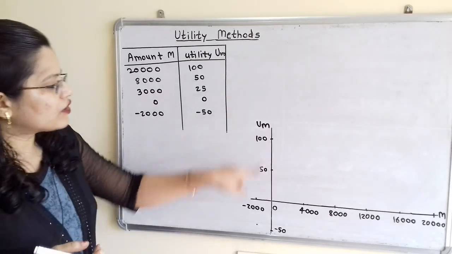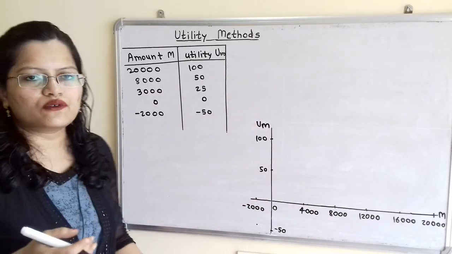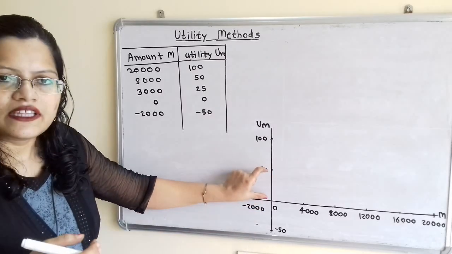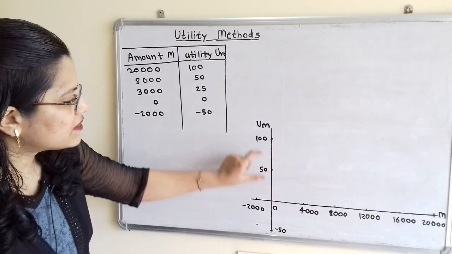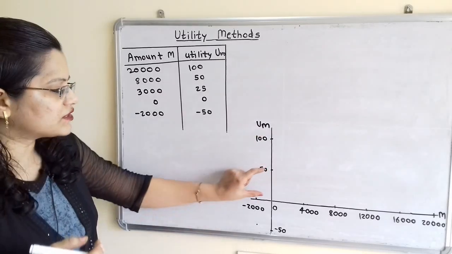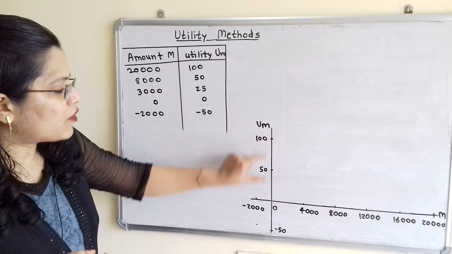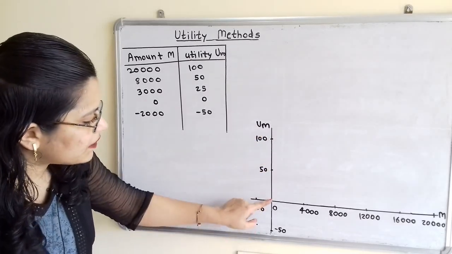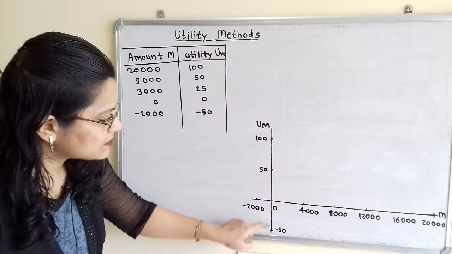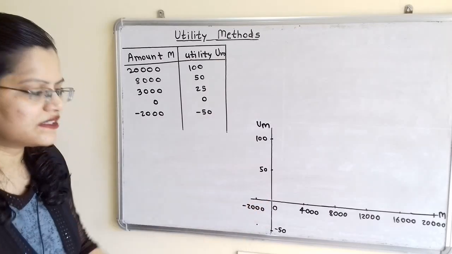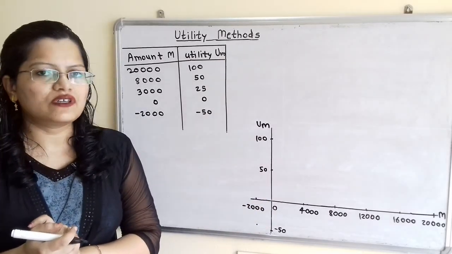Now in the same way on the vertical line also we have to plot the values. So from 0 to 50, if we take here the 4 centimeter, then for 50 to 100 we have to take here again 4 centimeter, because here the equal amount is there, that is 50 utility value. Then for minus 50 also we have to plot here, that is below this value 0, it is minus 50, and same distance, that is 4 centimeter we have to take.